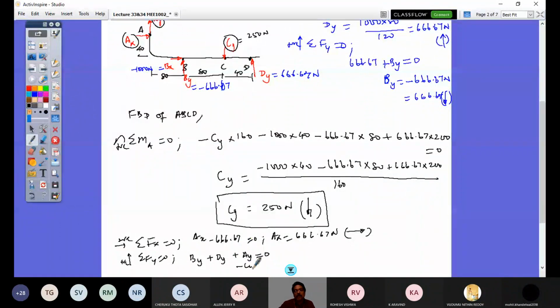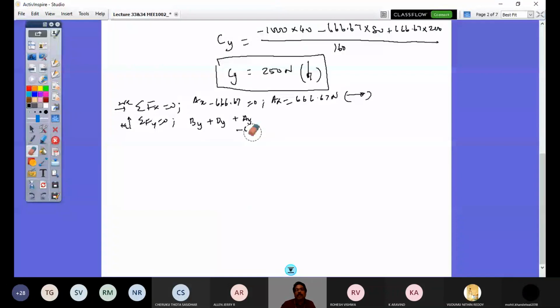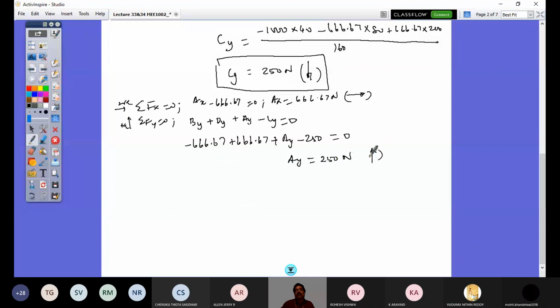So I would get, right? Let me put it properly. Minus 666.67 plus 666.67 plus Ay minus 250, that's equal to 0. Therefore Ay equals 250 Newton and the direction is upward here. So this solves our problem. So now what is your final answer?